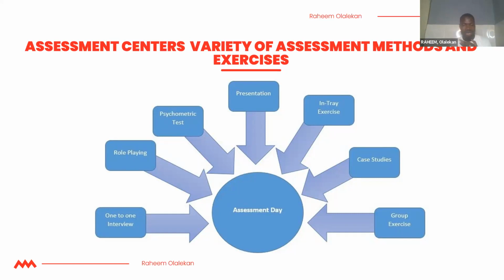So communication skills, analytical skills, business acumen skills, and some other skills like that. So presentations are also some of the methods or tools used in an assessment. Another one is an in-tray exercise, which is also an example of a method used in an assessment center. Case studies are also used in an assessment center.